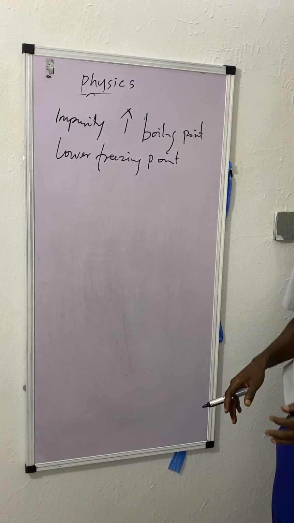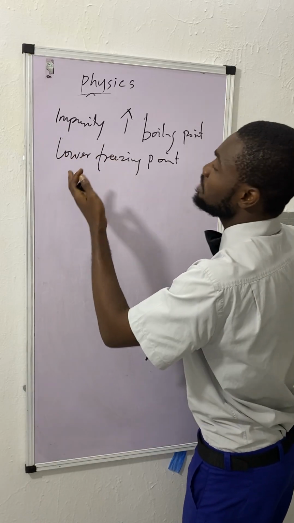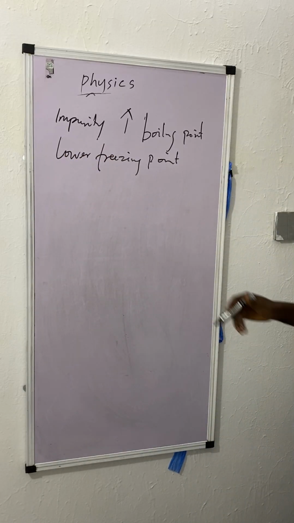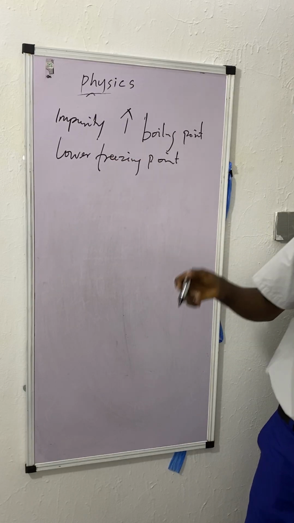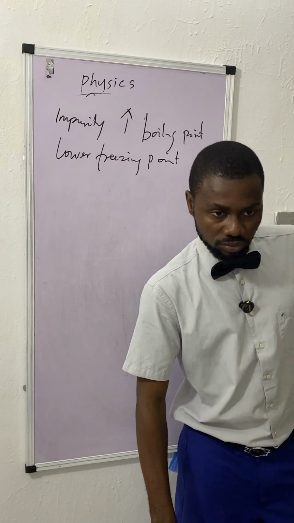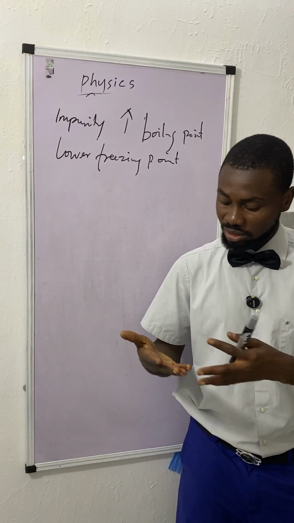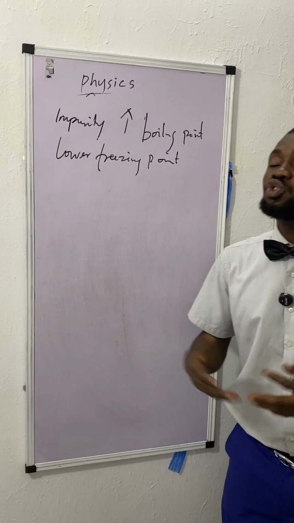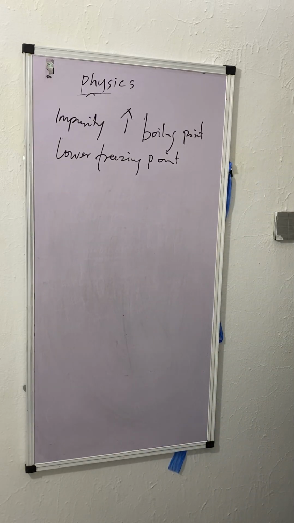Therefore, impurity makes boiling point less sharp. It's no longer sharp. Remember, one of the methods to figure out the purity of a substance is through sharp melting and boiling point.